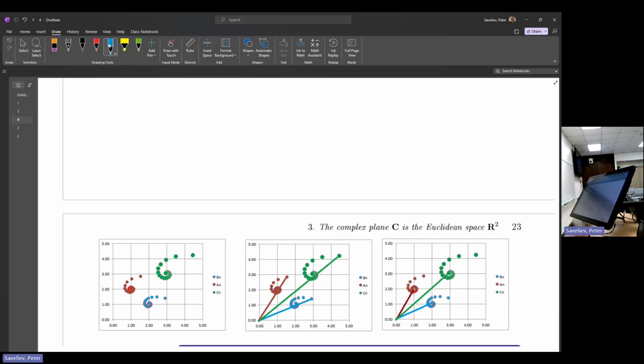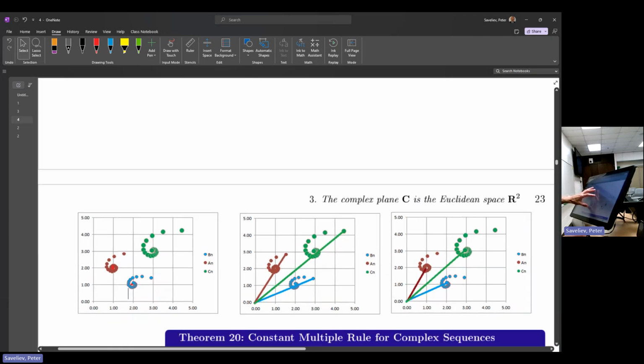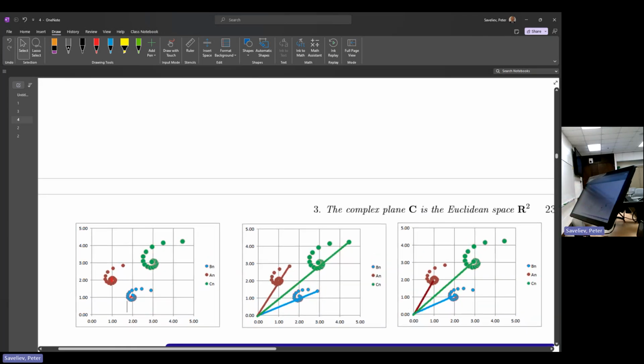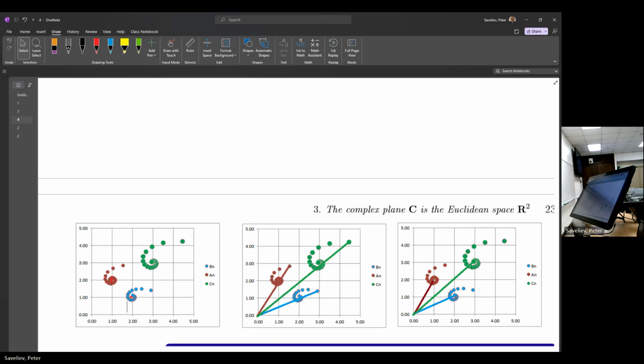So do I need to explain the diagram here? Two sequences, the two smaller sequences, they added together to produce the green one. And because both of those two are convergent, the new one is convergent too. Okay, so if you put it in words, the theorems of complex calculus are identical to the ones of real calculus. So two sequences converge, then so does their sum.